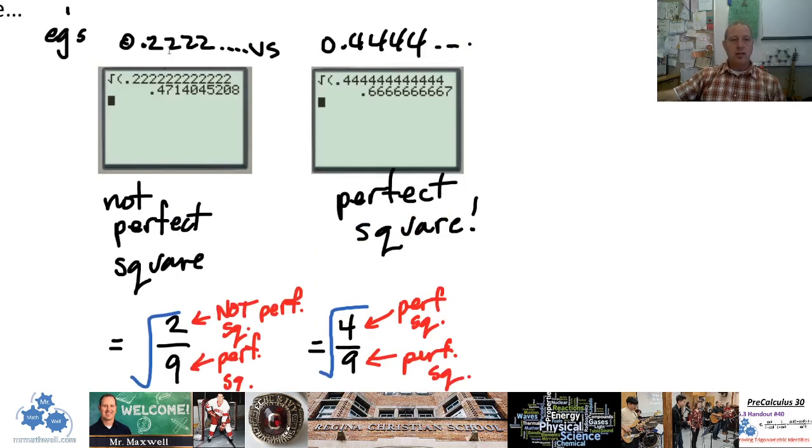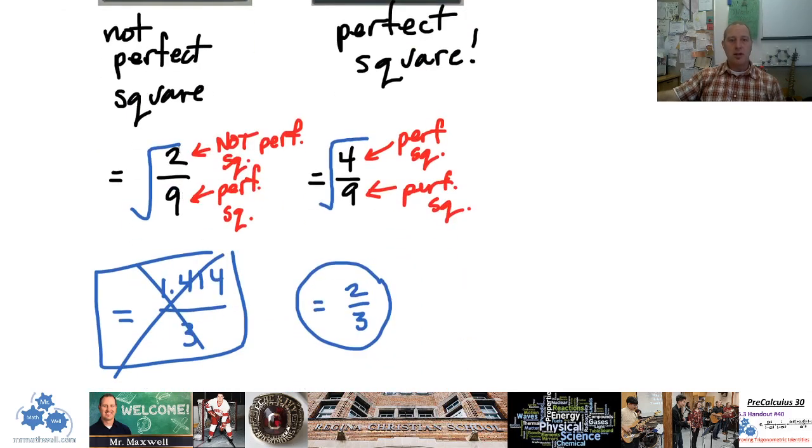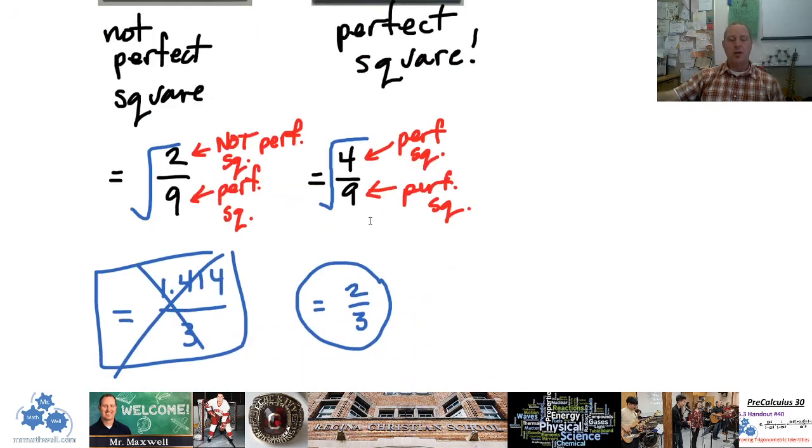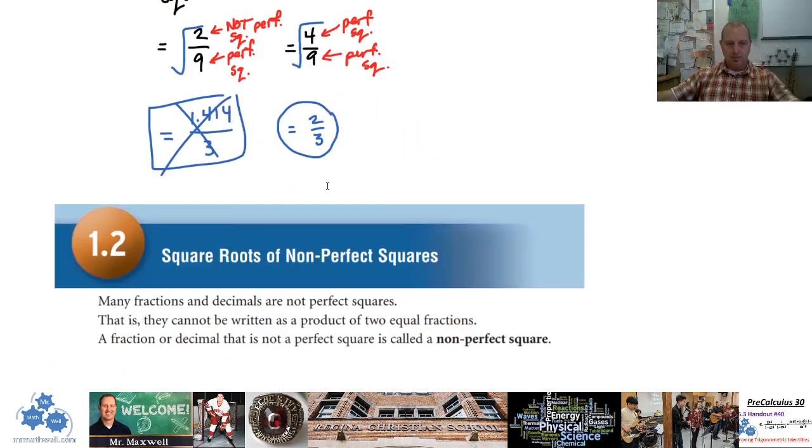What are these? 0.2 repeating is 2 over 9. And remember, we took a look at this. This is not a perfect square at all. 0.4 repeating is actually 4 over 9. And we know from before that is a perfect square. So that's your connection there with decimals.